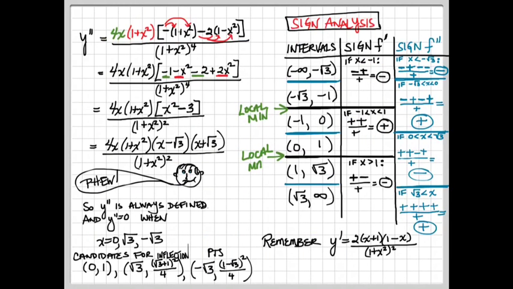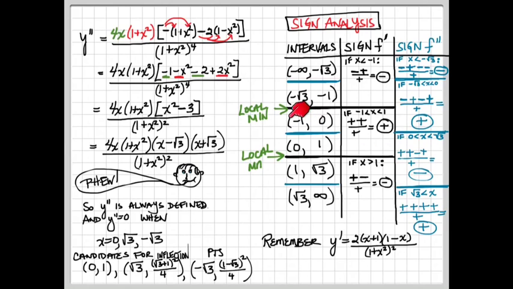If we do the sign analysis for the second derivative, in this particular case, when x is less than negative square root of 3, we get a negative times a positive times a negative times a negative divided by a positive. So that's a negative times a negative times a negative divided by a positive gives us a negative. Similar analysis for the other intervals. When x is between negative square root of 3 and 0, we get something positive. When x is between 0 and square root of 3, we get something negative. And when x is greater than square root of 3, we get something positive.